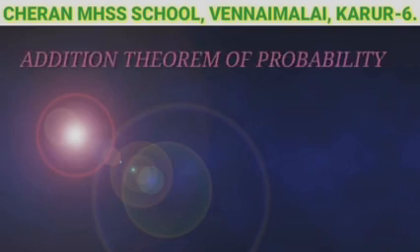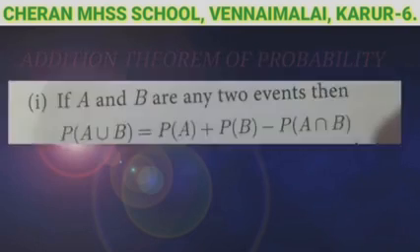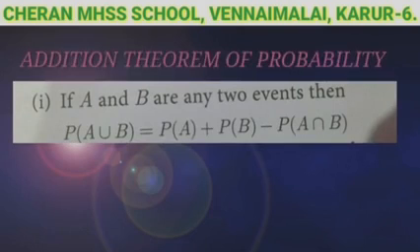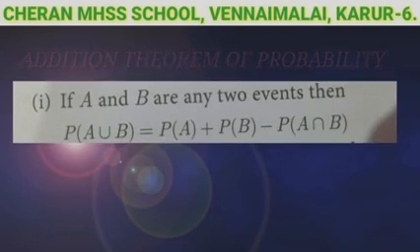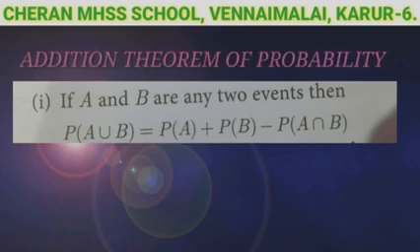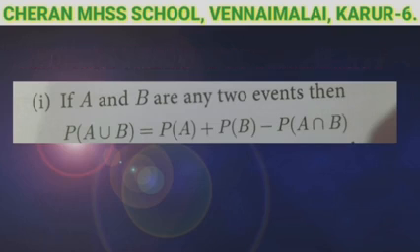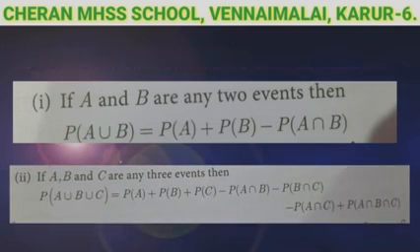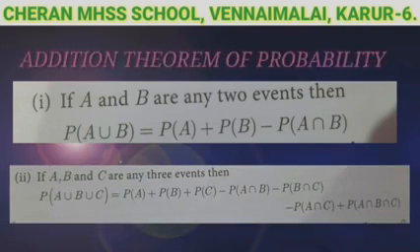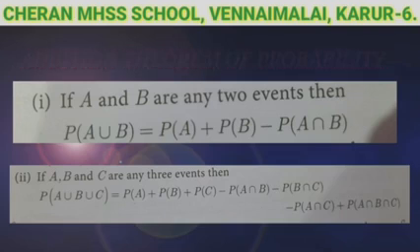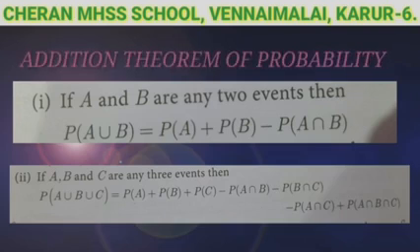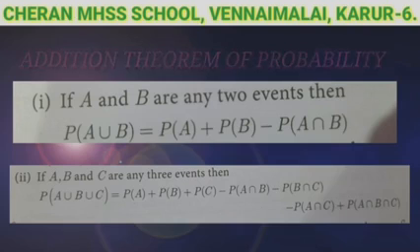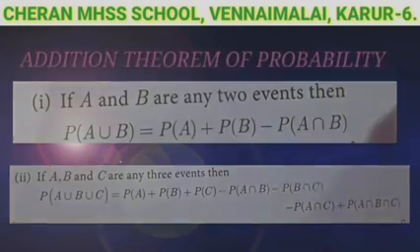Addition theorem of probability. First one, if A and B are any two events, then P of A union B is equal to P of A plus P of B minus P of A intersection B. Second one, if A, B and C are three events, then P of A union B union C is equal to P of A plus P of B plus P of C minus P of A intersection B minus P of B intersection C minus P of A intersection C plus P of A intersection B intersection C.